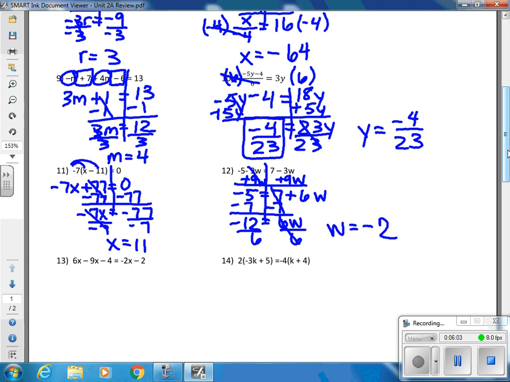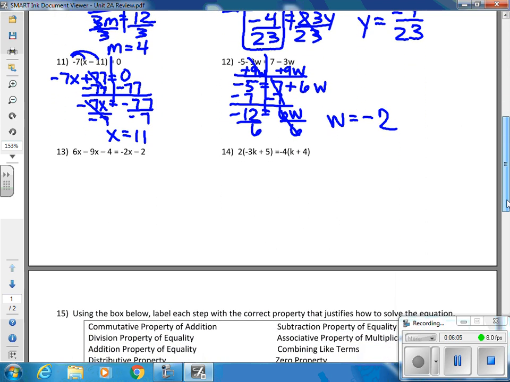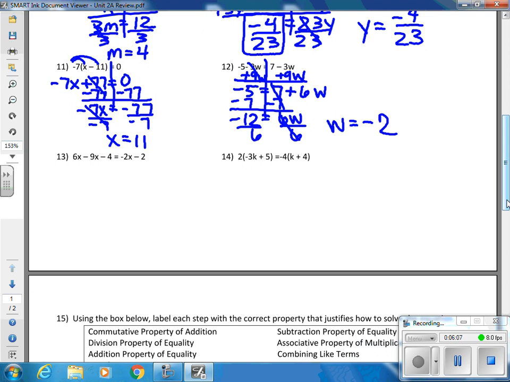For 13 and 14, they are a continuation of multi-step. In number 13, you'll see there's no distributing, but if you look on the left side, you can combine something. So let's go ahead and do that first. 6x minus 9x becomes negative 3x minus 4 equals negative 2x minus 2. And now you notice you have variables on both sides. Negative 3 is smaller than negative 2, so that's the one we're going to move. The opposite of minus 3x is to add 3x.